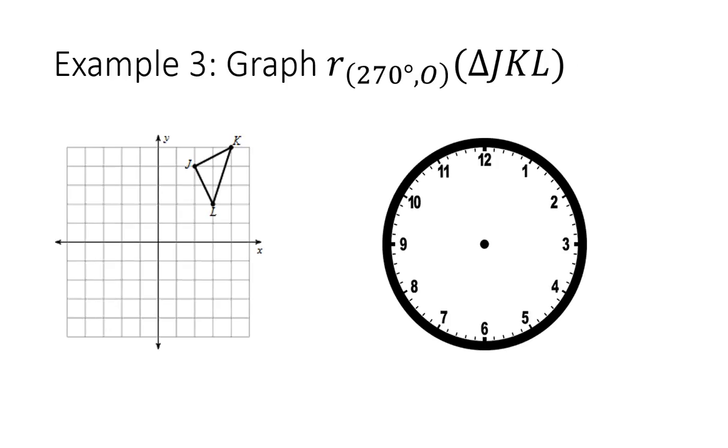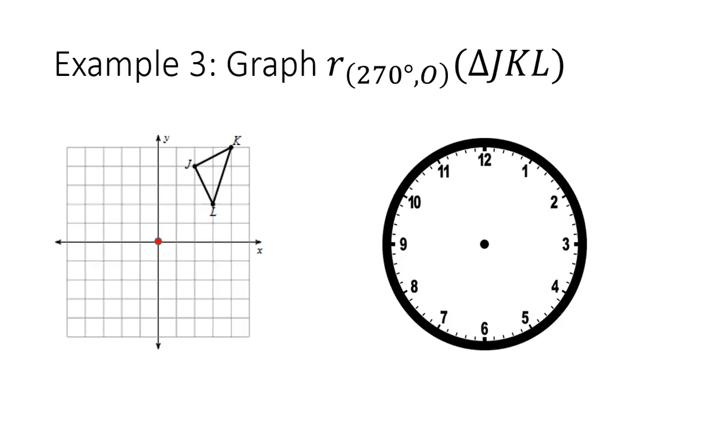Okay, last example, example 3, we're going to graph the rotation of triangle JKL 270 degrees counterclockwise about the origin, which will be located right there. And remember from earlier, 270 degrees counterclockwise is the same as a 90-degree clockwise movement. So I'm actually going to be doing that instead of saying the 270 degrees counterclockwise each time.